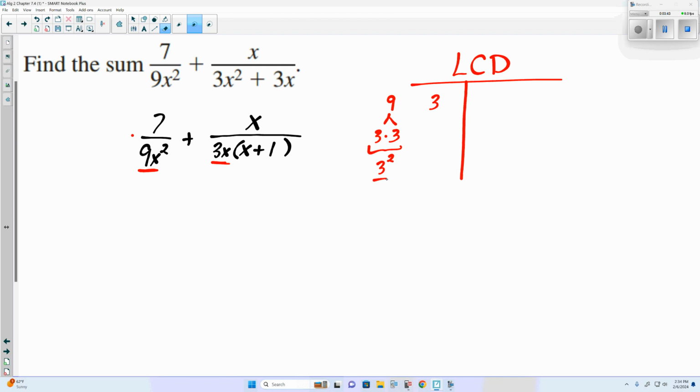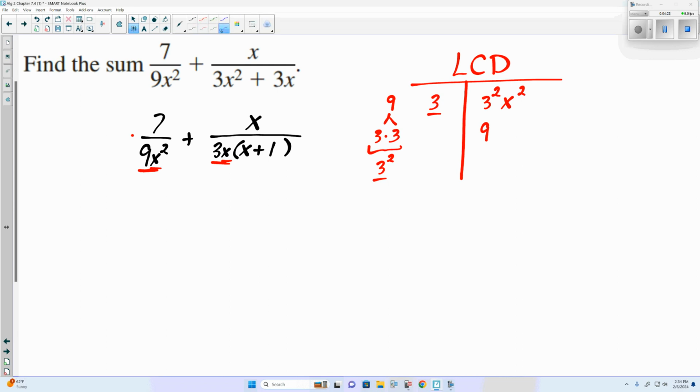When we break these down to the prime factorization, we're looking for which one has the most of each term. 9 has 3 squared. 3 is just 3. So which one has the most 3's? 3 squared. So we'll need 3 squared, which is 9. Now we can look at the x's. One of them has x squared, the other has just x. So we need the x squared term, because again, we're trying to get them to be the same.